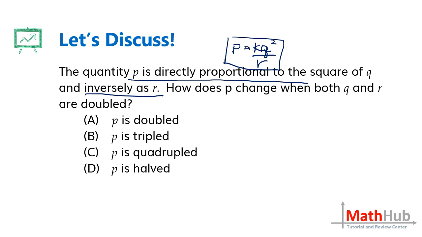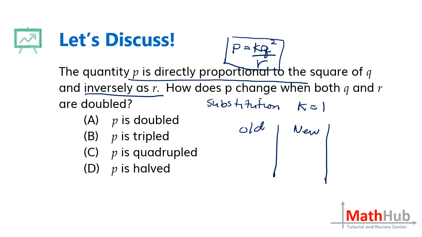Now, in order to answer this question, how does P change when both Q and R are doubled? Whenever you have problems like that, you always use substitution. So I make a table to make it easy: old and then new. And also for this type of question, I always let k be equal to 1 just for simplicity.